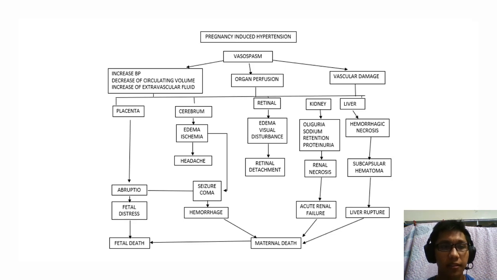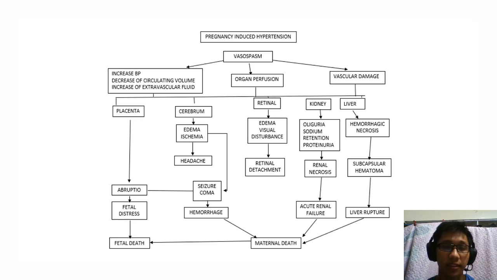Next one is the cerebrum. The patient might have edema or ischemia, a condition in which the blood flow is restricted or reduced in a part of the body. Ischemia would lead to headache, or much worse, a seizure or coma, which also affects the placenta and can also cause an intracranial hemorrhage, which would lead to maternal death too, and fetal death.